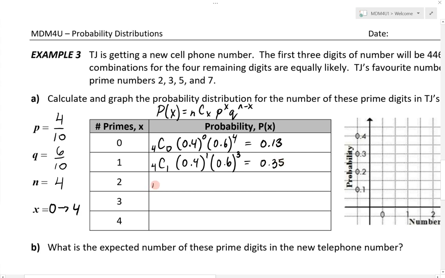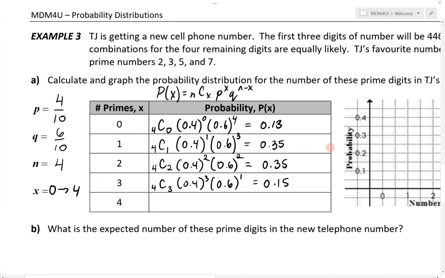All right, so what if instead he had 2 prime numbers show up? Let's multiply the probability of success, so 0.4 to the power of 2, because you have 2 prime numbers. Multiply by the probability of failure, 0.6 to the power of 2. And altogether, that's going to be 0.35. And then if we had 3 prime numbers, 0.4 to the power of 3 times 0.6 to the power of 1, and that's equal to 0.15.